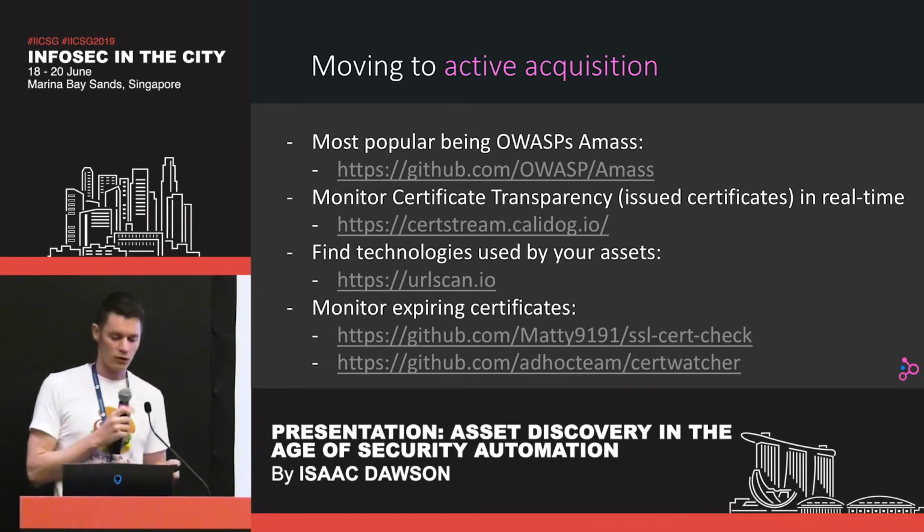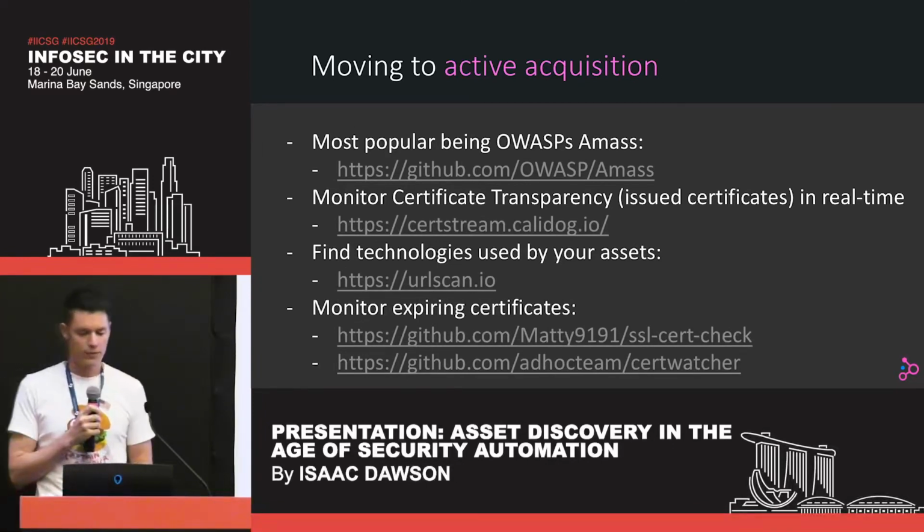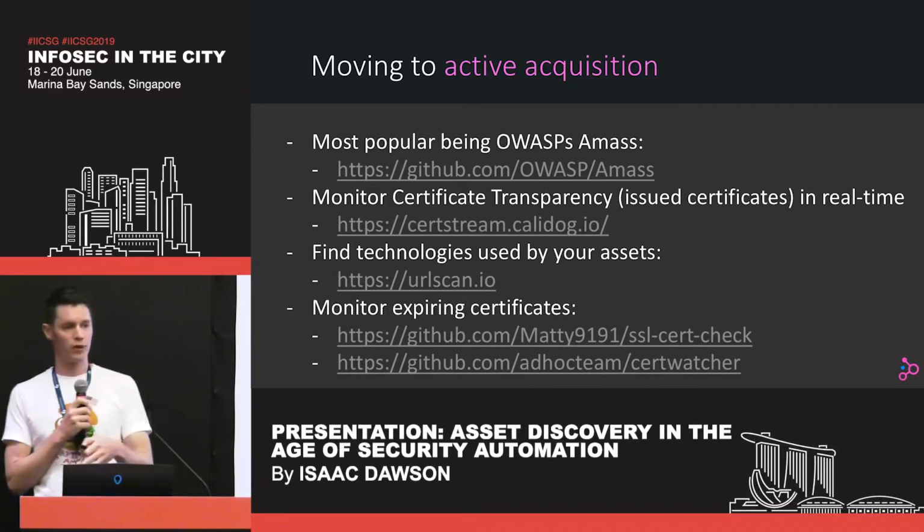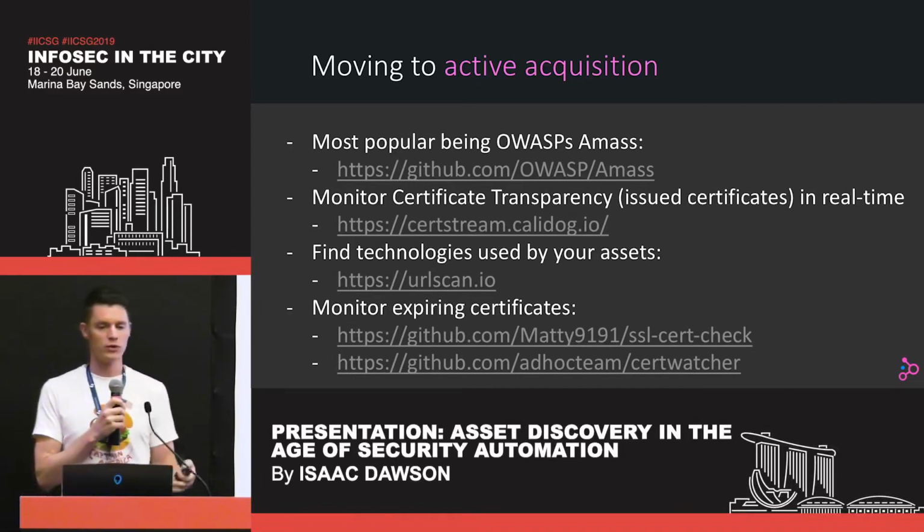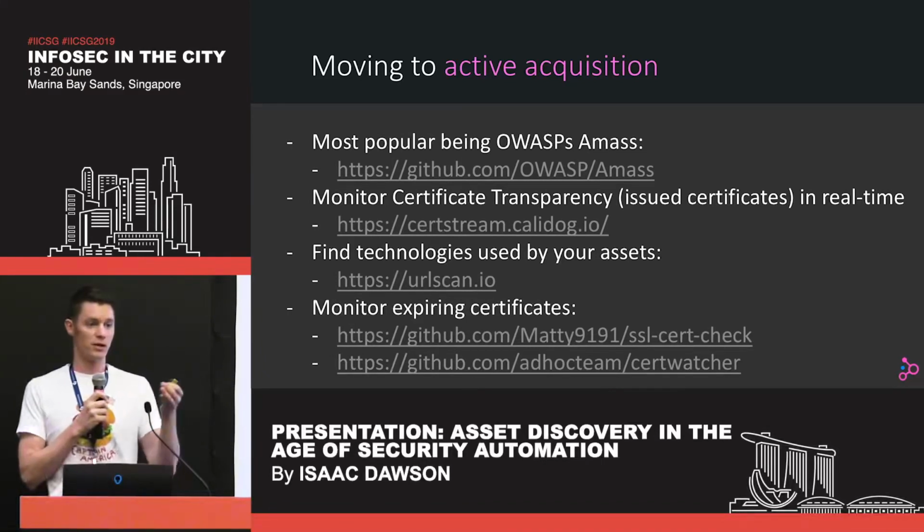There's this service called CertStream from CaliDog, which monitors the certificate transparency servers in real time. So what you can do is write up a quick client, say you want to match on your domains, and then have it alert anytime a certificate is issued, from CertStream.